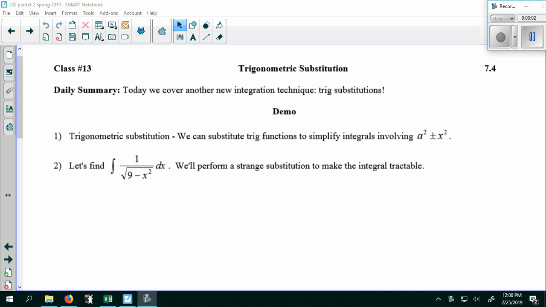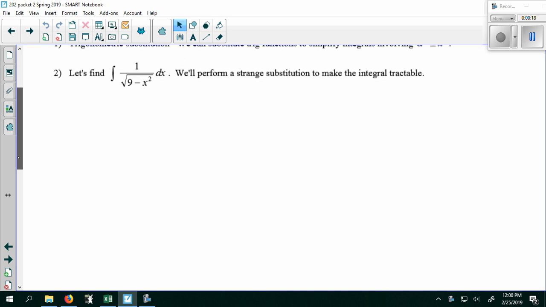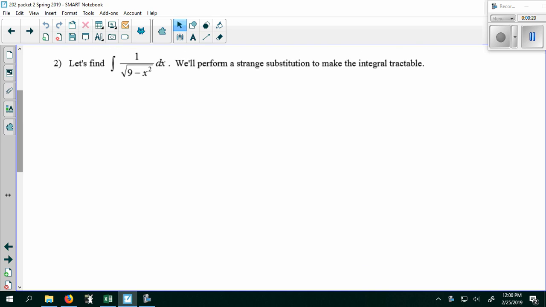Today we cover another new integration technique, trig substitutions. A trig substitution can be used to simplify integrals that involve an expression that has a constant squared plus or minus the variable squared. For example, I want to find the integral of 1 over radical 9 minus x squared dx.